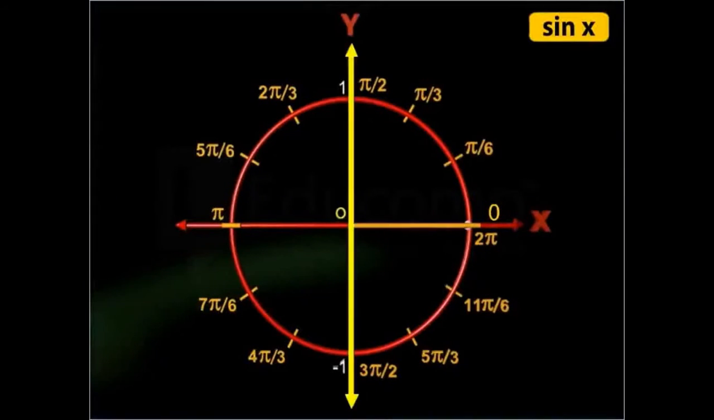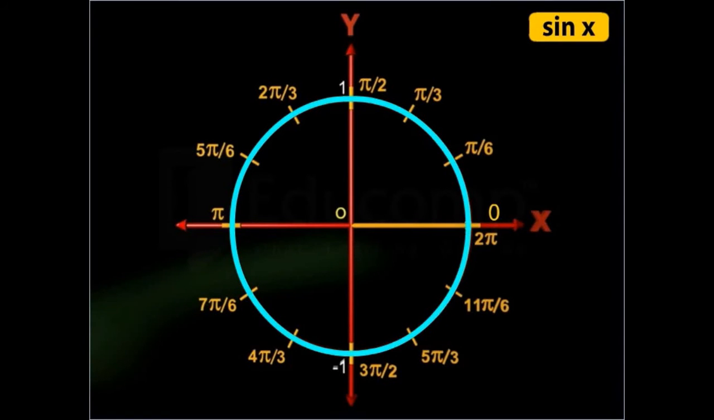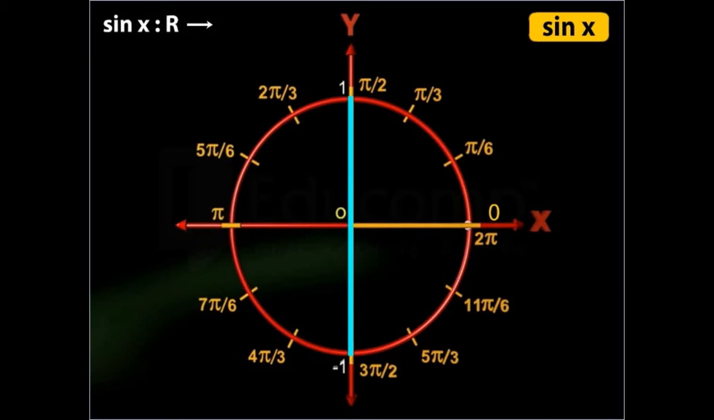The value of the function sine x repeats itself for all values of x greater than 2 pi. Thus, sine x is a periodic function and its period is 2 pi. The previous discussion helps us to conclude that the domain of sine function is the set of all real numbers and its range is the closed interval -1 to 1.